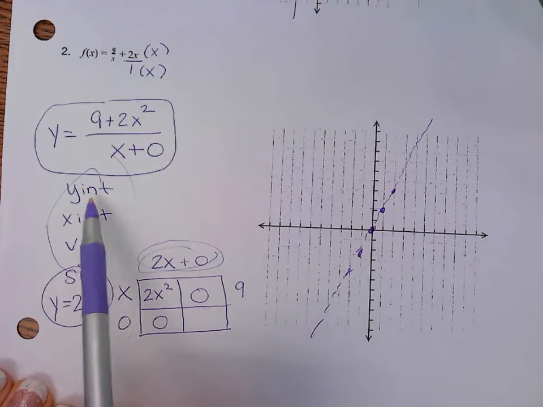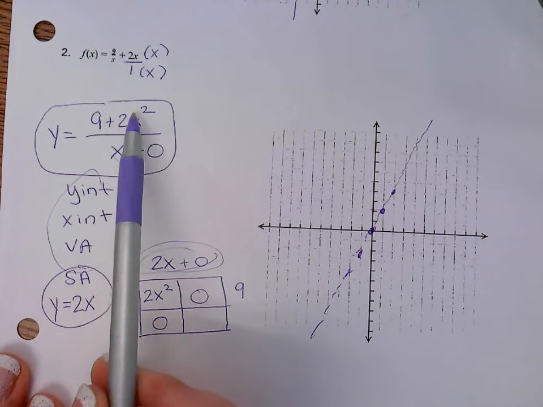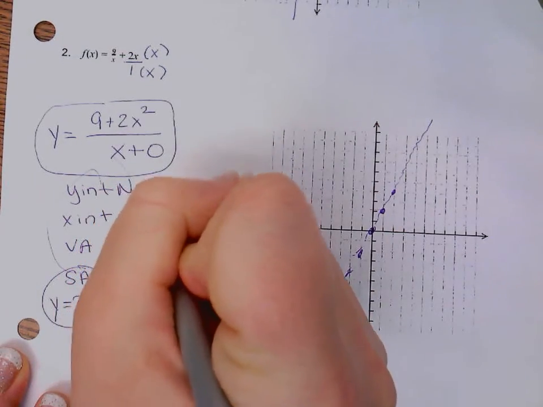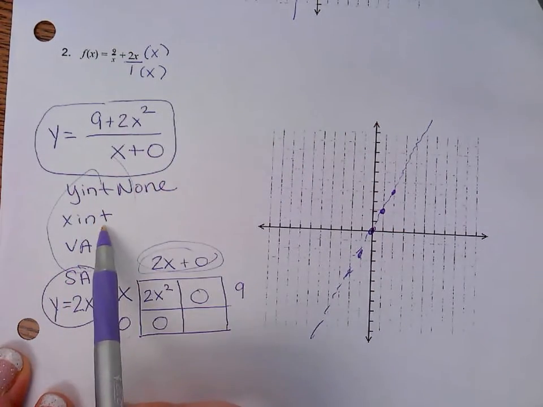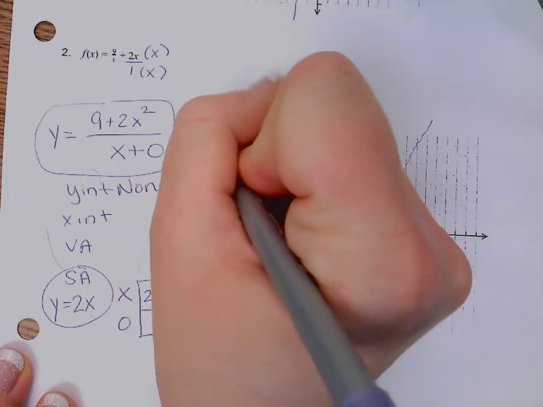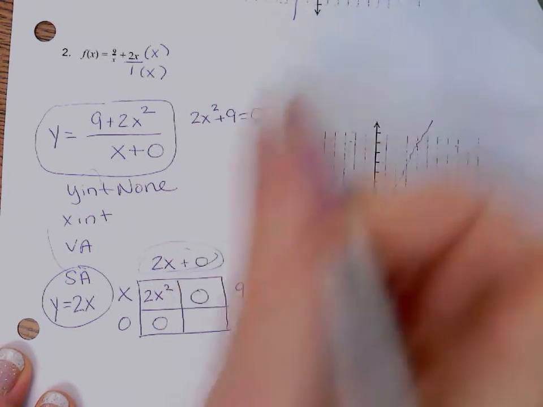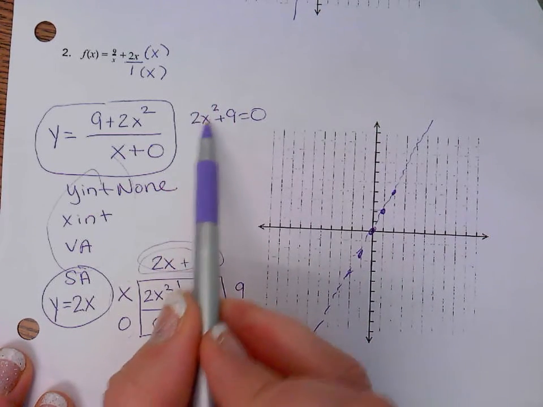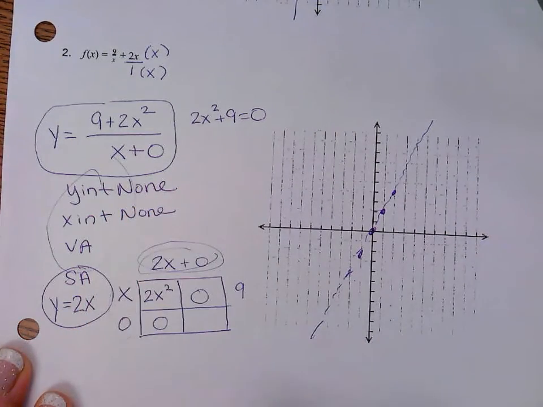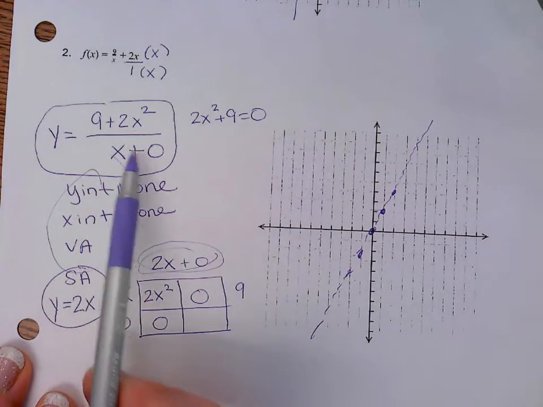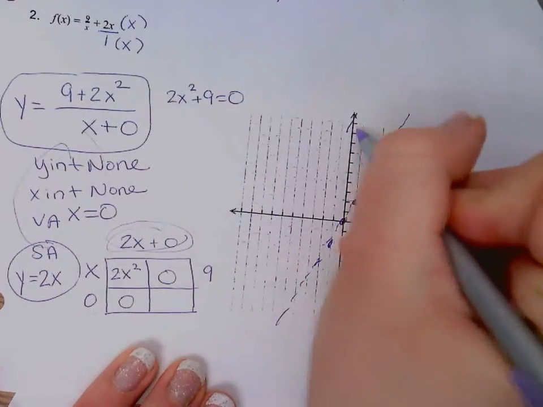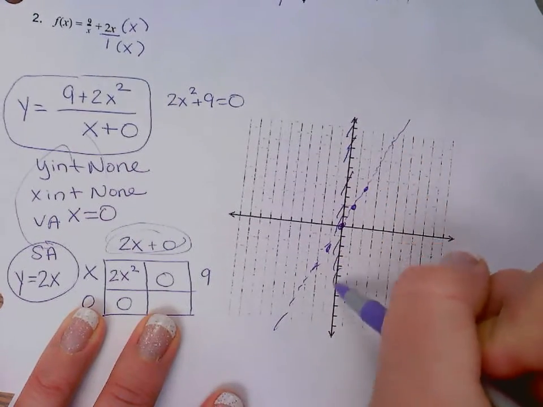So let's see, our y-intercept. What's the problem? If we plug in 0, we get 9 divided by 0, right? So there's no y-intercept. X-intercept. I could never make the numerator 0, right? Because 2x squared plus 9 has to equal 0, and this is a quadratic, so that's never going to be a negative number to get me negative 9. So there's also no x-intercept. And my vertical asymptote, the denominator cannot be 0. So I'd have a vertical asymptote at x equals 0.